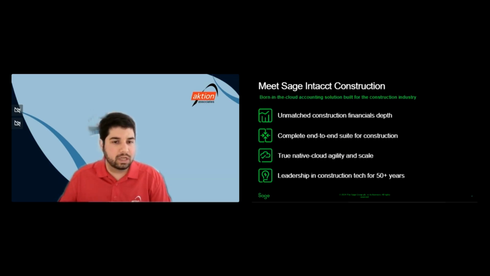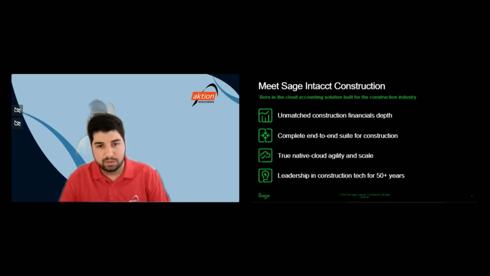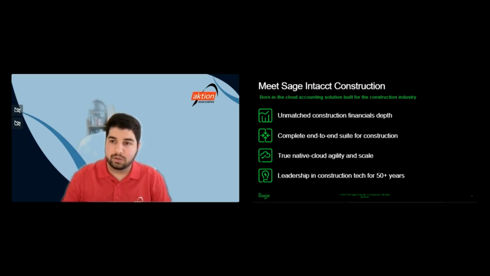We'll introduce Sage Intacct Construction, right? So unmatched construction financial depth. This is a best in breed, best in class financial ERP system. We've got thousands of people using it across the world. It's a complete end-to-end solution for construction. There are some additional add-ons that you can use, like Sage Construction Management, Sage Estimating, etc. It is true native to the cloud, right? So you're not logging in through a remote desktop or anything like that. You'll log in through your web browser as if you were to log into any other website.